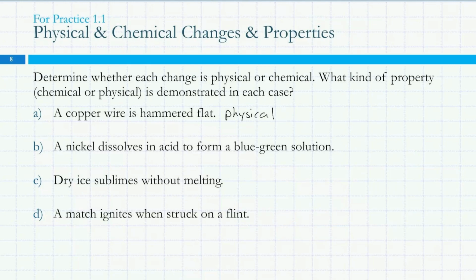Okay, a nickel dissolves in acid to form a blue-green solution. Chemical. Part of the key to this is that it's dissolving in acid and it's forming a solution that's got a different color, supposedly, that it wasn't blue-green before. So it's a chemical property. So those nickel atoms are being ripped apart and forming ions, complexes, that make the solution blue-green.